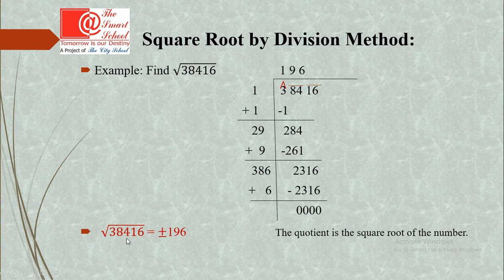So it means 38,416 has the square root 196. We can check it. If we multiply 196 by 196, we will get 38,416. The quotient is the square root of the number. So see, this is the quotient, which was the square root of the number.